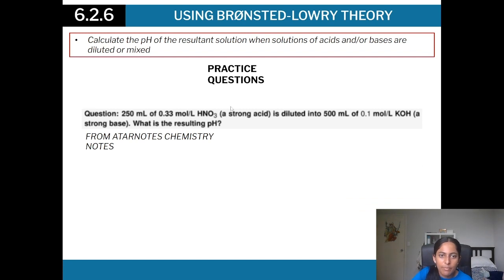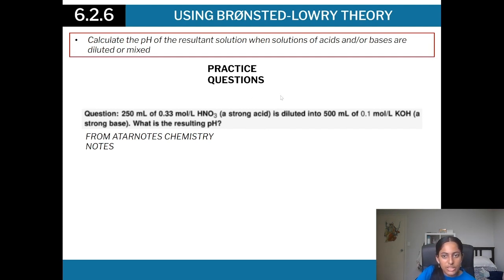All right, this is a practice question that I've included. And this is an example of a question that you may be getting. So let's look into it. It's asking what the resulting pH is, and it's saying that 250 mL of 0.33 molar HNO3 has been mixed with 500 mL of 0.1 molar KOH, and what is the resulting pH?